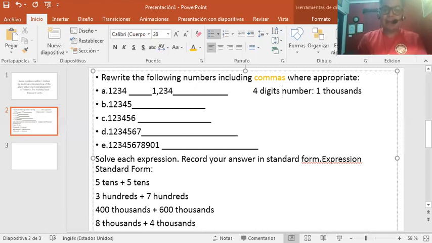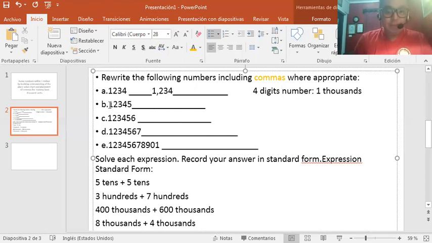No olviden que para cuando hablamos de miles, estamos hablando de cuatro cifras, pero hasta 9,999. Hasta ahí tenemos que agregar la coma en el primer número. Estamos hablando solo de una unidad. So here we can see that now we already have the first one. So let's go with the second one.